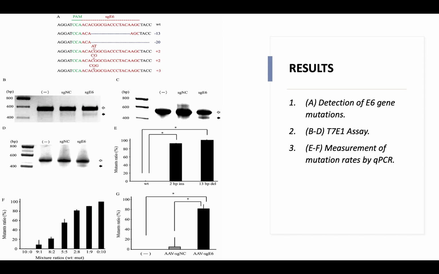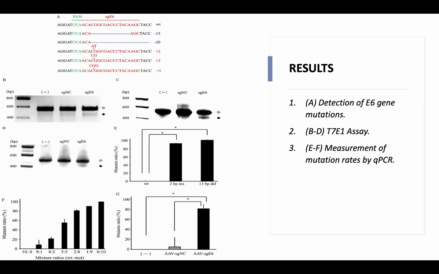Detection of E6 gene mutations. The E6 gene was sequenced by Sanger sequencing for HeLa cells 48 hours after vector SGE6 transduction. Several base insertions and deletions were identified mostly around the targeted region, as seen in figure A, and this would be the green and red area on the base pairs up top. As you can see, there is a 13 base pair deletion on the second line, then a 20 base pair deletion on the third line, and then the 2 insertions on the last 3.